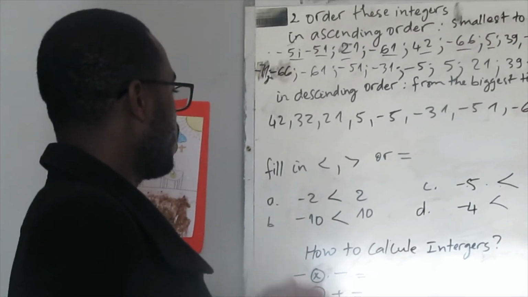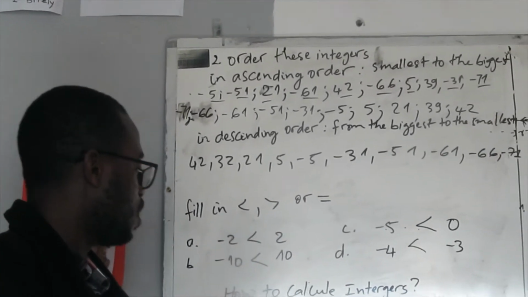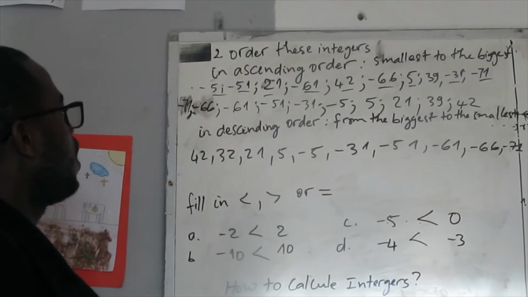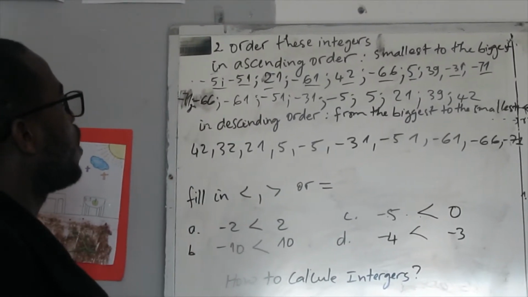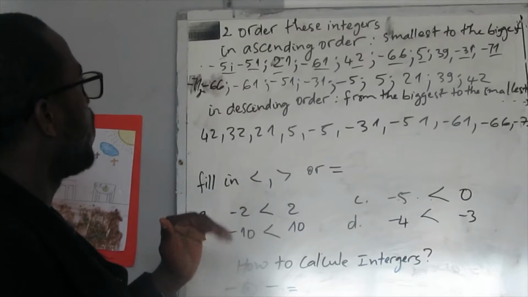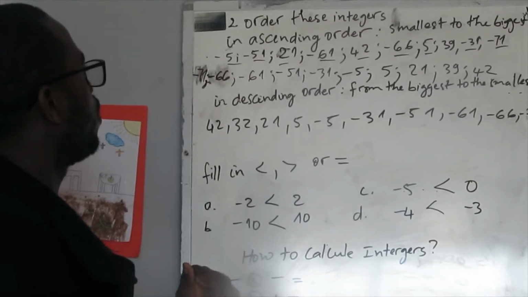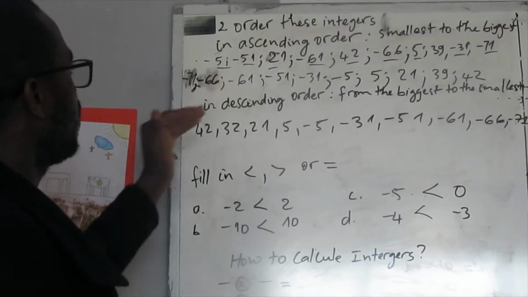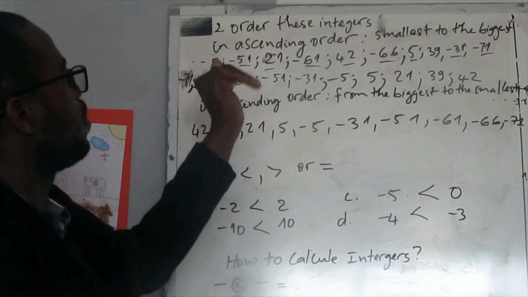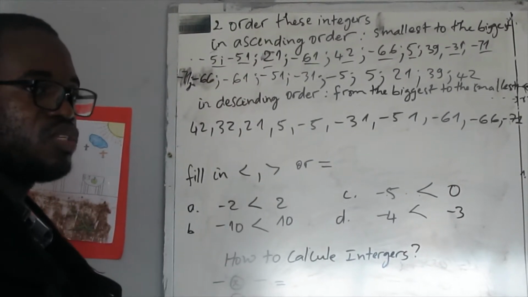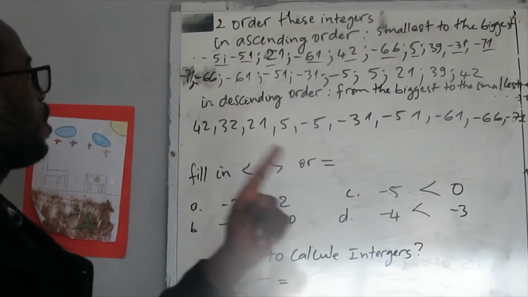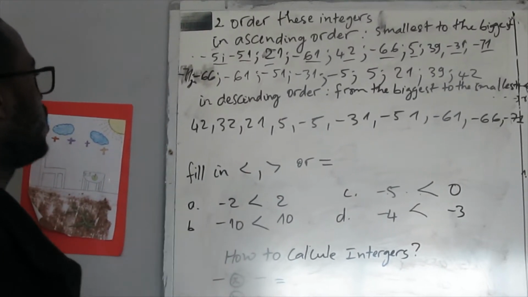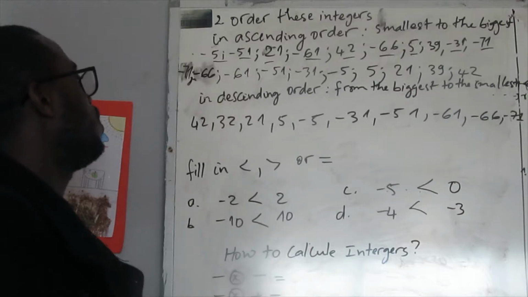And today we carry on with our topic, how to calculate integers. As we explain how to order these integers from ascending order to descending order as well. Ascending order is from the smallest to the biggest. So you start from small going to big, and then descending order is from the biggest to the smallest.